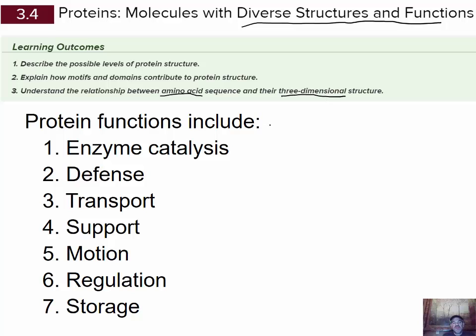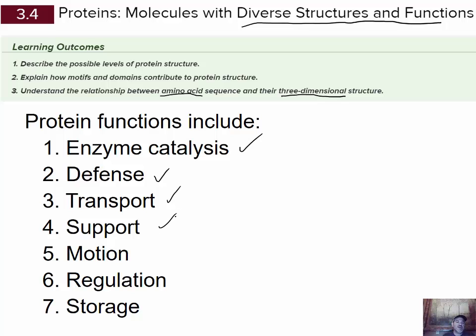So what are some of the functions that proteins have? They serve to speed up reactions, so they're called enzymes. They're involved in defense. For example, your antibodies are proteins. They're involved in transport, like hemoglobin transporting oxygen to your tissues.